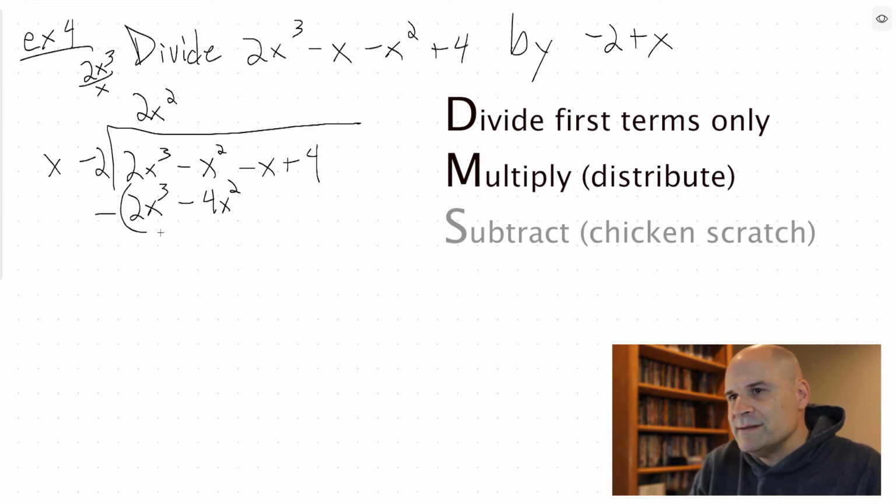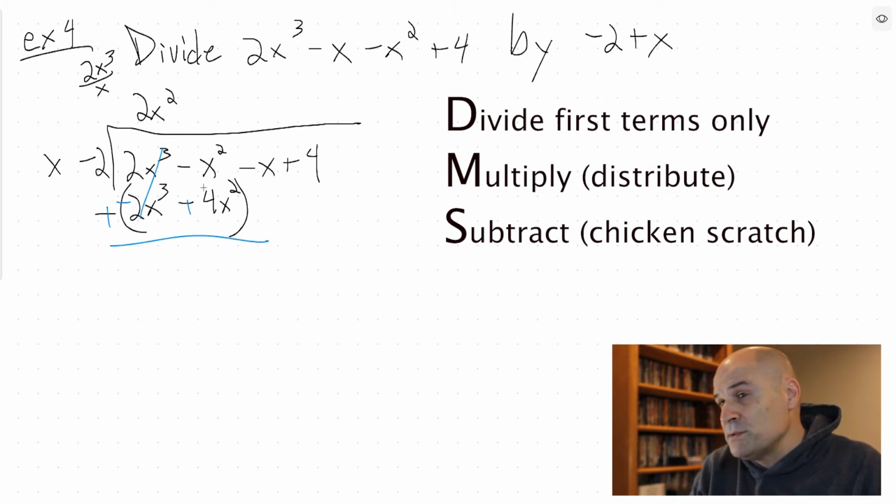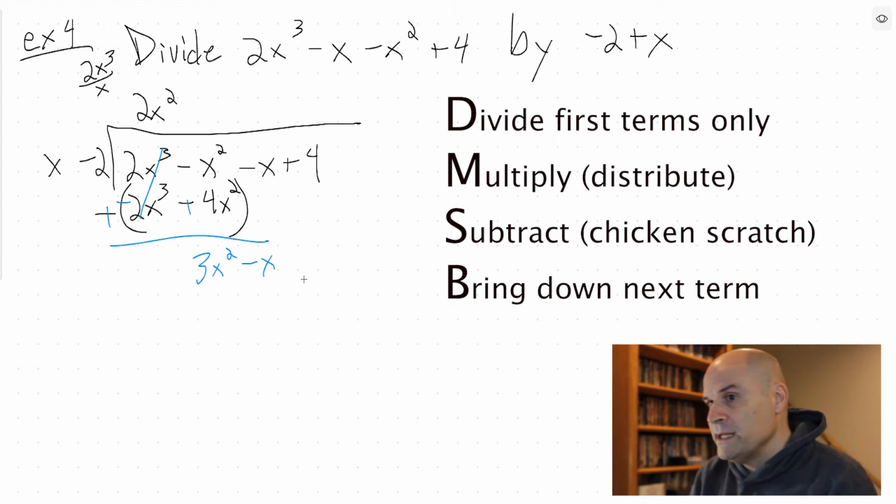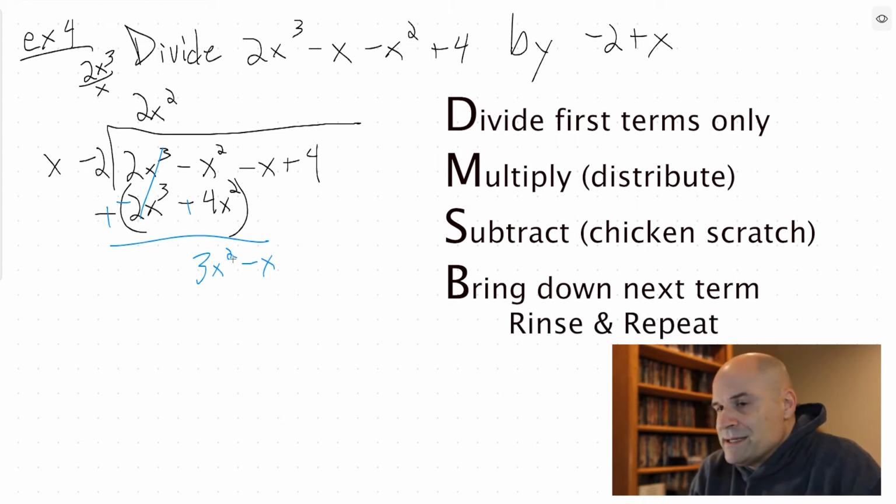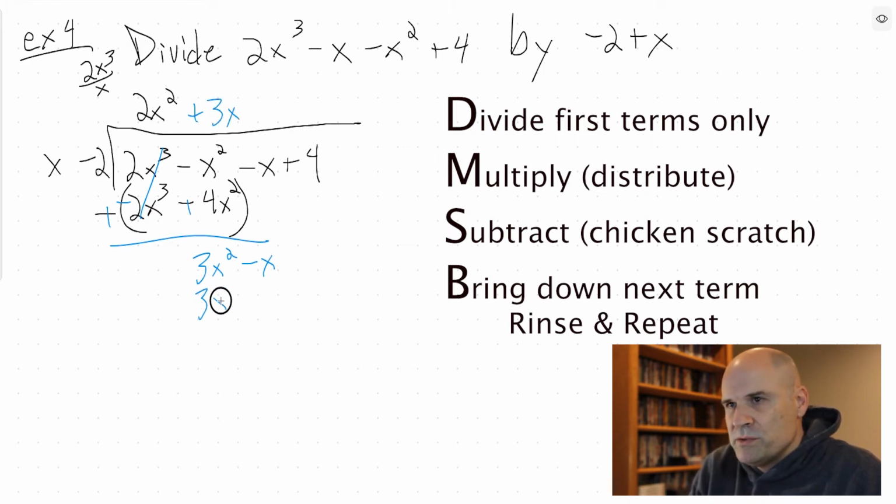Now we subtract. We're going to subtract both of those things. So let's chicken scratch. Those cancel. We're left with a -1x squared and a +4x squared. That brings us down to 3x squared. I'll bring down the next term and we do it again. All right, divide 3x squared by x. Just take away an x, you get 3x. Now multiply. 3x times x is 3x squared. 3x times -2, -6x.